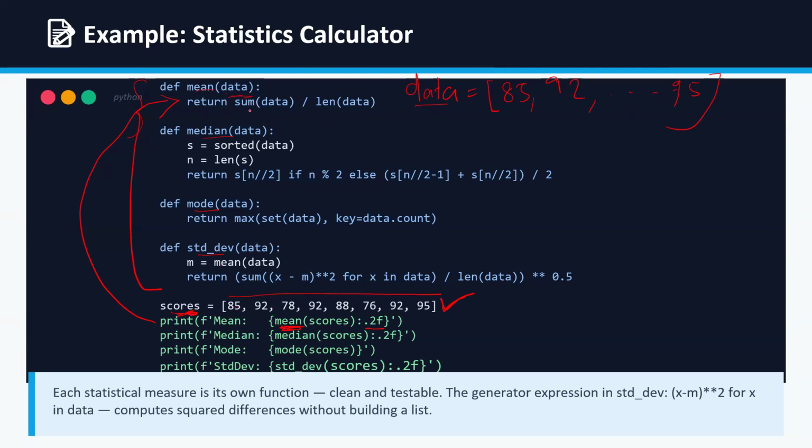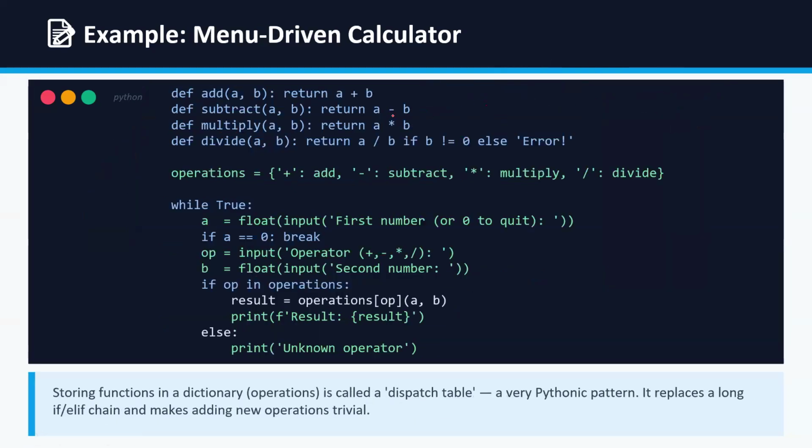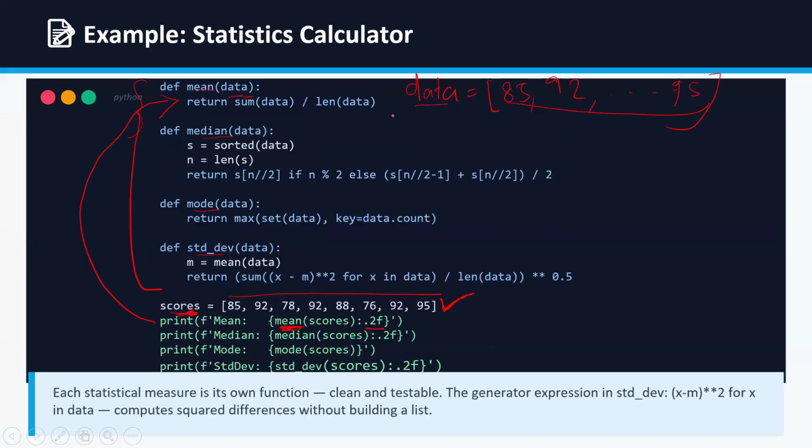And now return sum of data. So whatever the values are here, it will add them and divide by length of data. Length of data means how many values like 85, 92 are there? 3, 6, 7, 8. So here 8 will be there, and the sum is, for example, 120 if you add all these values. Sum and len are called what?